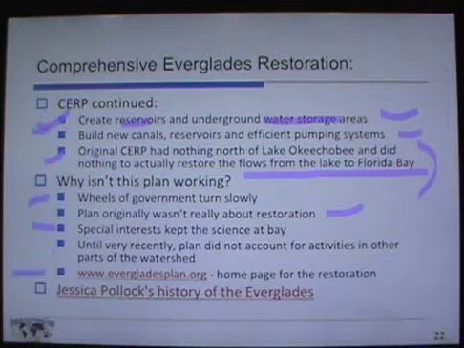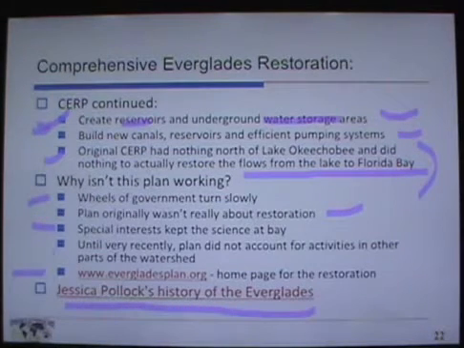Home for restoration. This is a dated thing. This is Jessica Pollock's history of the Everglades, but it has some very interesting pictures and some interesting information. Let's say it was dated. It wasn't updated after 2006, so their future plans may not show much, but there's some interesting history to read on there.